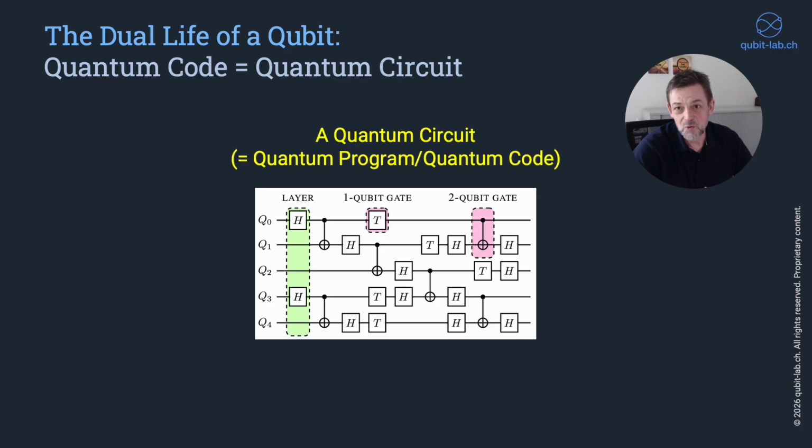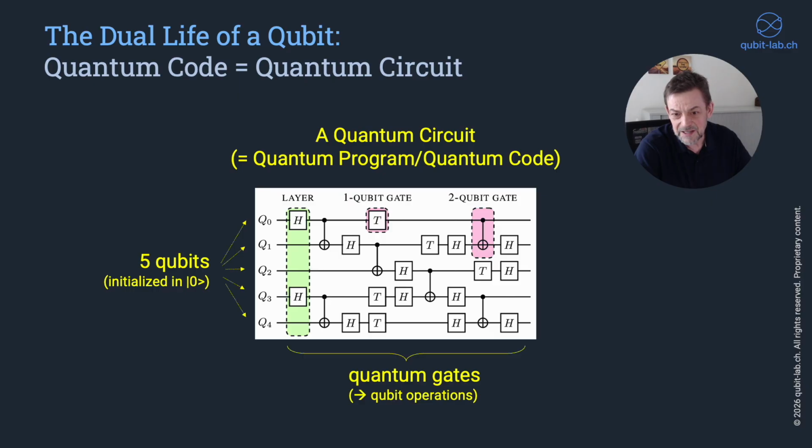Let's examine this dual life of the qubit before and after measurement in more depth. First, we need to understand the concept of a quantum circuit. This here on the screen is a quantum circuit. It looks like an electrical circuit. You can see here the 5 qubits, Q0 to Q4. And you can see the qubit wires going from left to right. And you also see the quantum gates here, these boxes, and also these connectors. These are all gates which are applied to the qubits in a sequence.